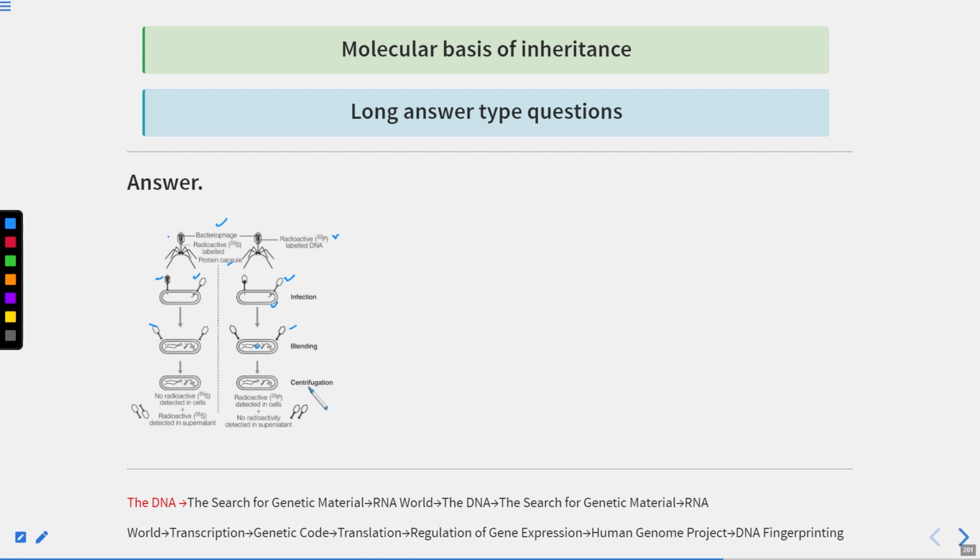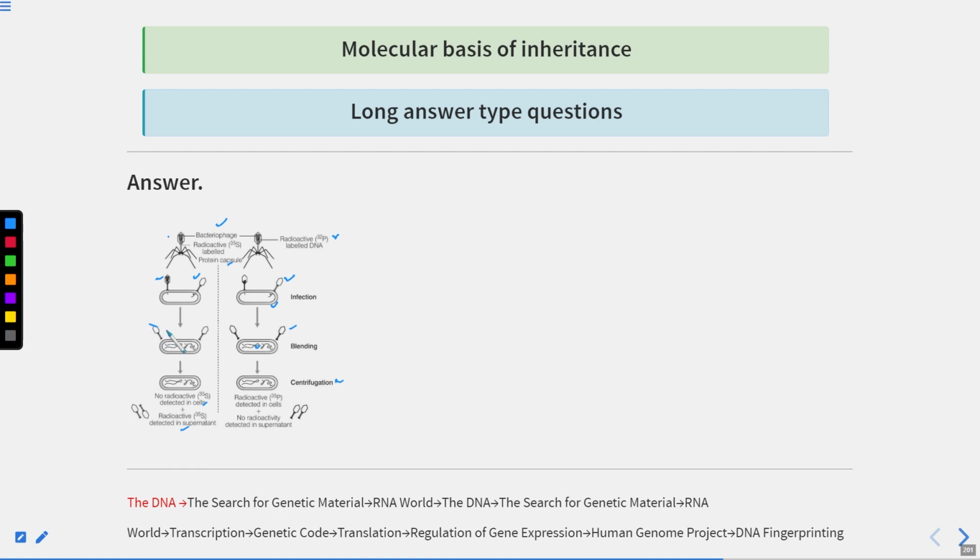And then centrifugation was done. Why was centrifugation done? To separate the virus particles from the bacteria. Okay, and then in the end, what did they notice? They noticed that there was no radioactive sulfur detected within the cells, but radioactive sulfur was detected in the supernatant. So after centrifugation, what do you get? You get the pellet and the supernatant.